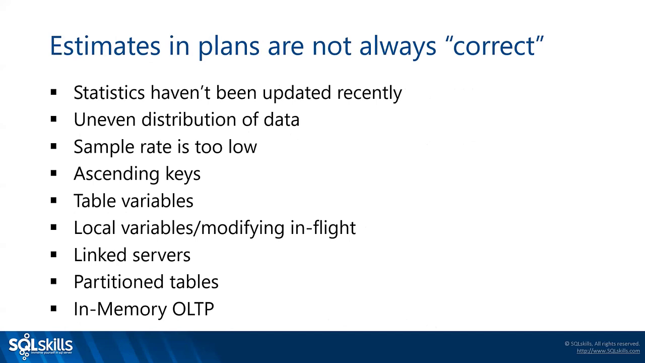Ascending keys can be an issue. That's a lot better in the current releases. Table variables don't have the same kind of estimates that you get for temp tables. Local variables and modifying things in flight can absolutely confuse the optimizer. Linked servers, partition tables, as I briefly mentioned, and then again, in-memory OLTP. So what you're looking for is, do my estimates and my actuals kind of line up? And if they don't, then you have to start to dig in to understand why.